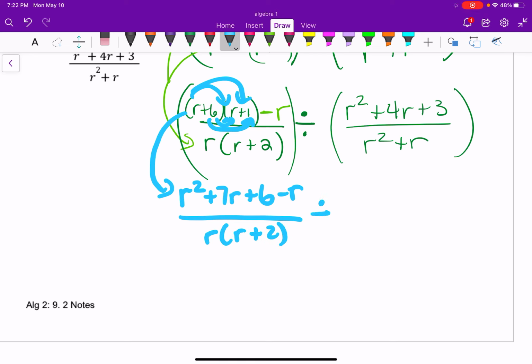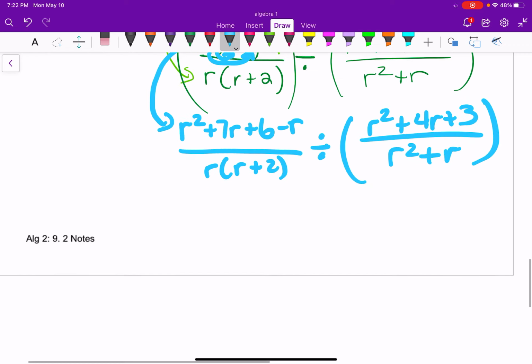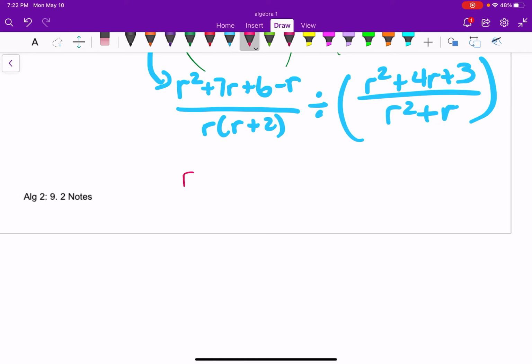We still have this other one over here that we're not ready to deal with yet. We will in a minute. Okay, that already has a common denominator and the top is okay right now. So now what do we have in the numerator here? We have r squared plus 6r, because 7r minus r, plus 6, over r times r plus 2. Now I'm going to do the copy dot flip.